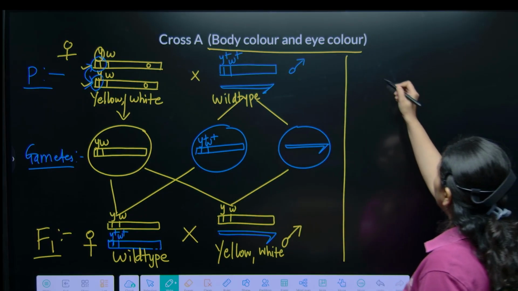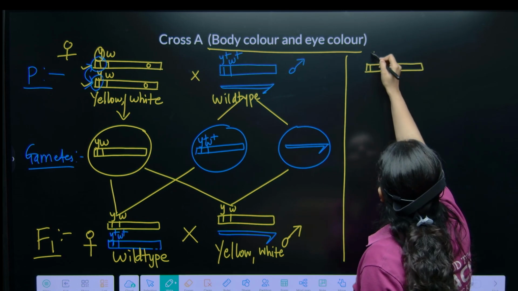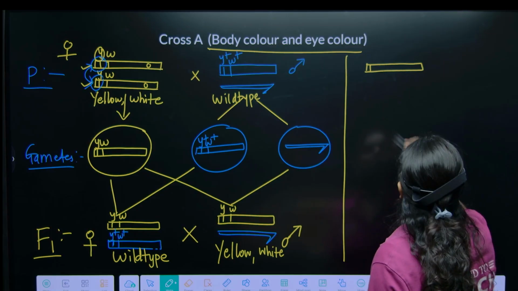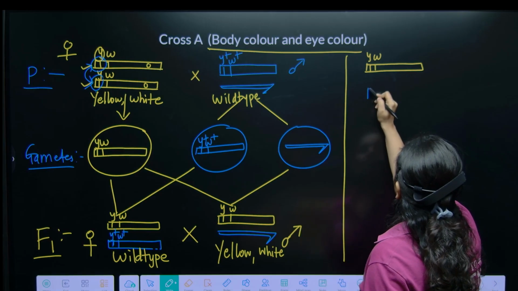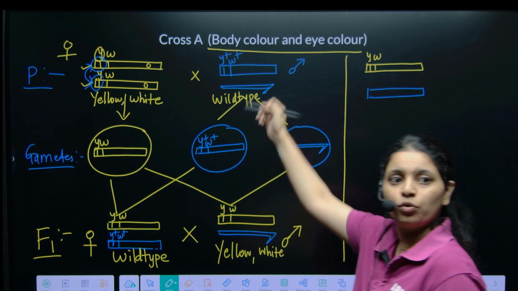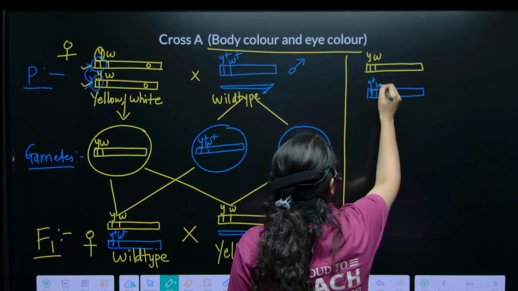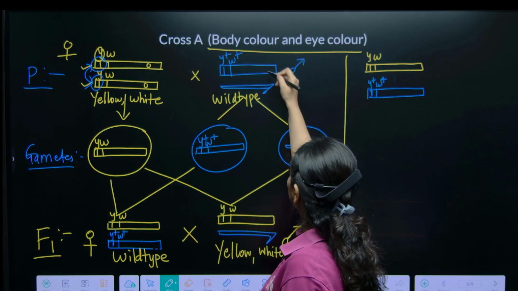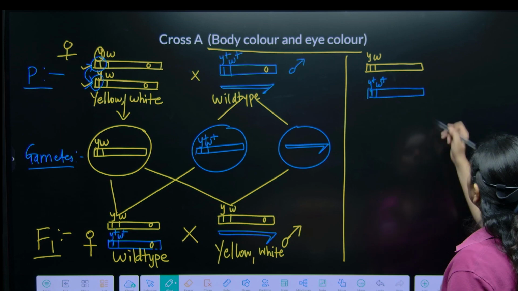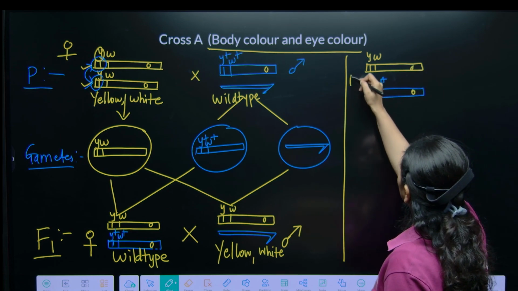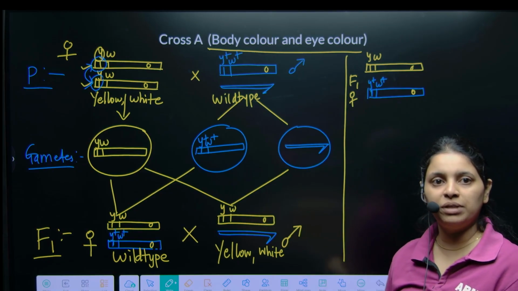I will draw the F1 generation female here. So we have Y, Y, W, and the other chromosome, I will draw in blue color. Why blue? Because it came from the original male parent, right? So we have Y plus W plus. And obviously all the chromosomes will also have the centromere. Okay. Now we have here F1 female. Okay. Let's understand how many different types of gametes will form.